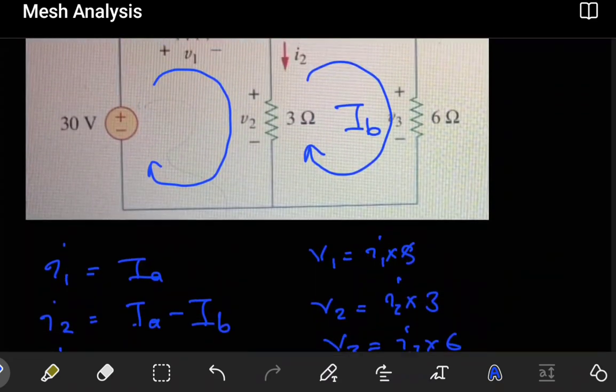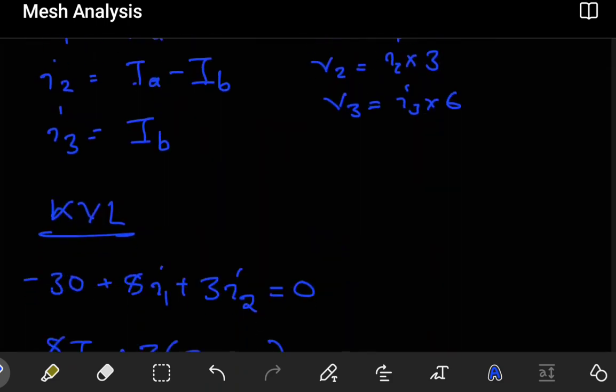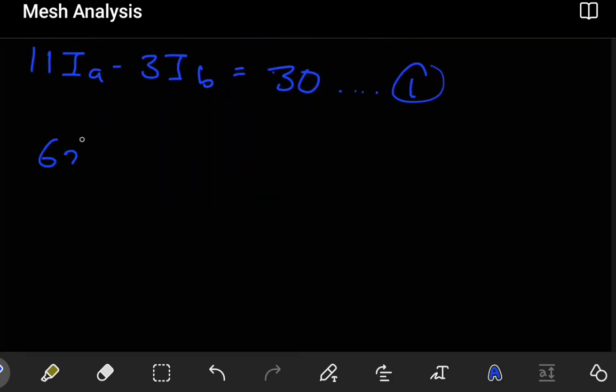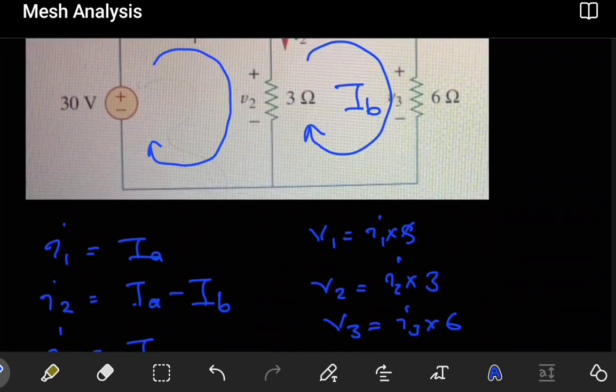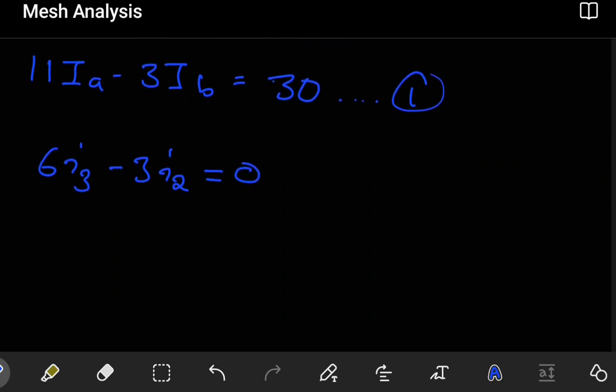Then we go on to the second part. In the second part, we're seeing only two things. We can start with the 6. We approach it at the positive part, so it's plus 6 I3. Then next we approach the 3 ohm at the negative part first, so that's minus 3 I2. That was the last one, equal to 0. So you have 6 I3 minus 3 I2 equals 0. Let's substitute. I3 is IB, and I2 is IA minus IB. This is equal to 0.